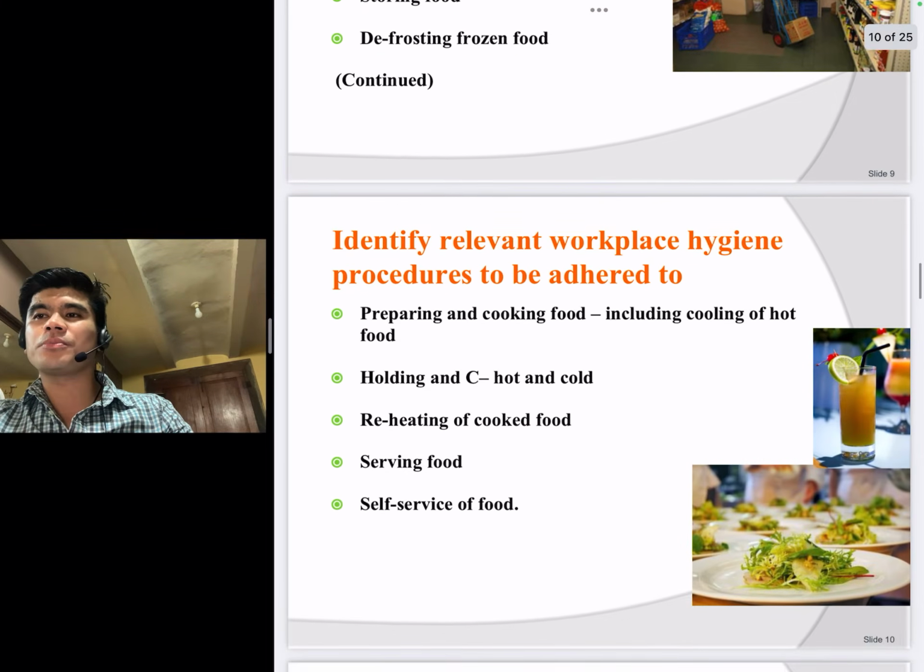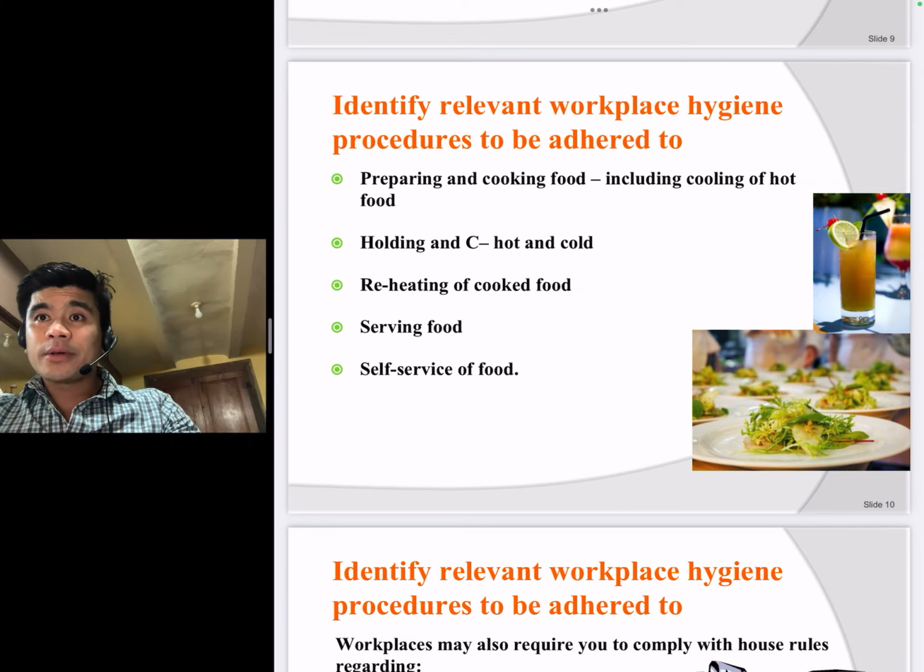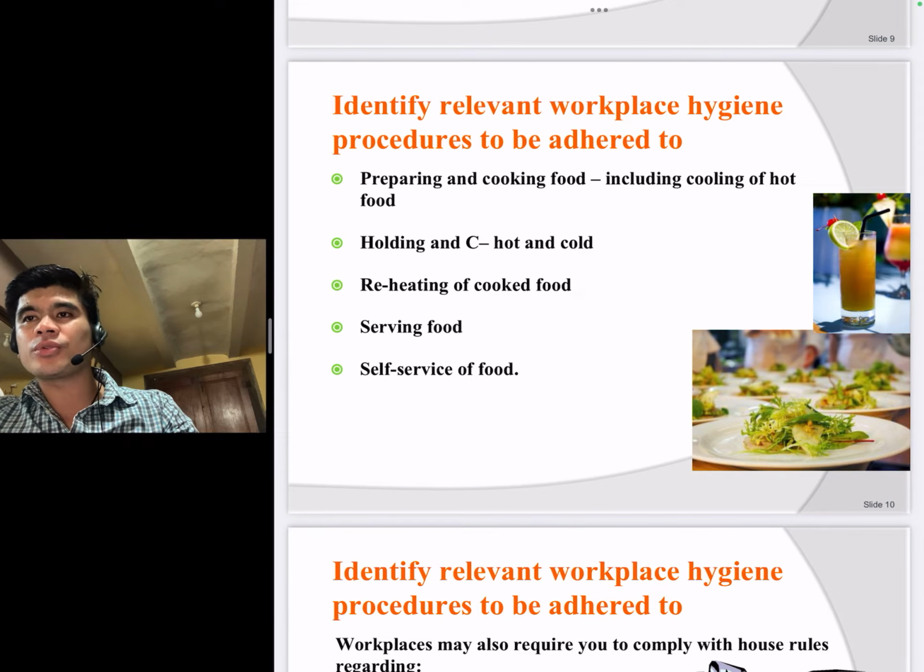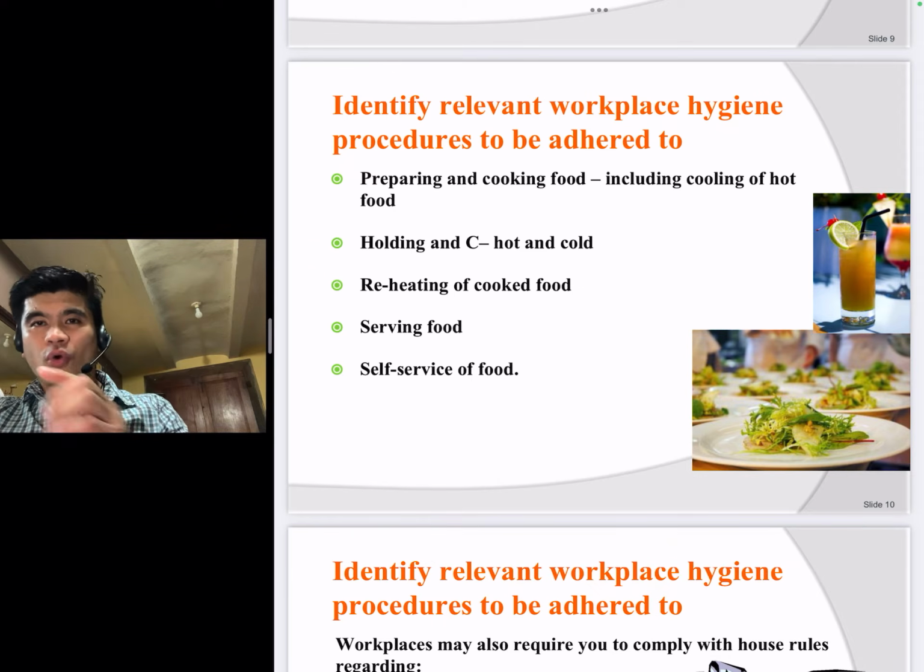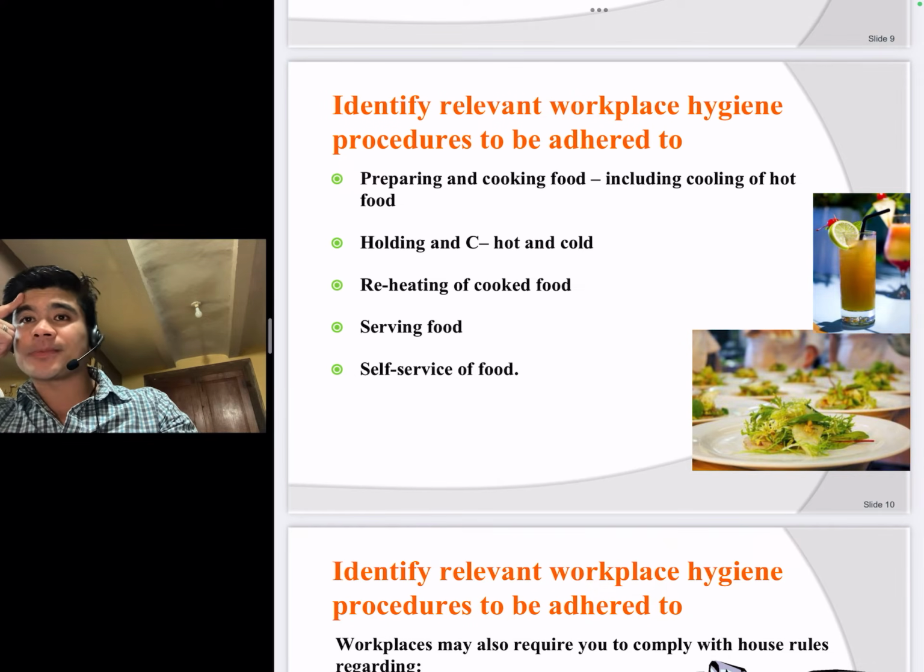So as we go on, we'll be talking about the proper defrosting procedure of the frozen food. Also, moving on. Next, whenever you are working in the bar or in a kitchen department, preparing and cooking food, including cooling of hot food. Okay, there is a basic procedure, what we call the 2/4 rule. Okay, we will discuss that later on, but we're gonna move on to the next one.